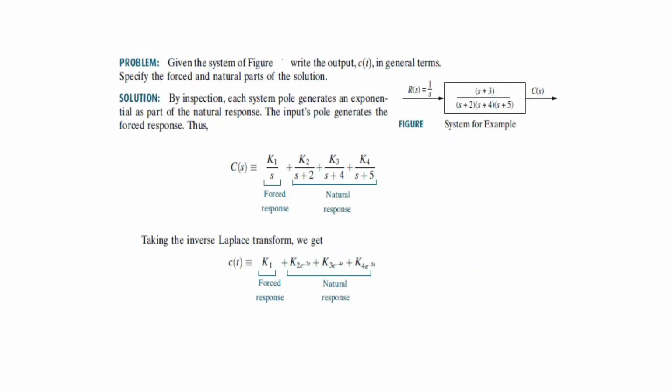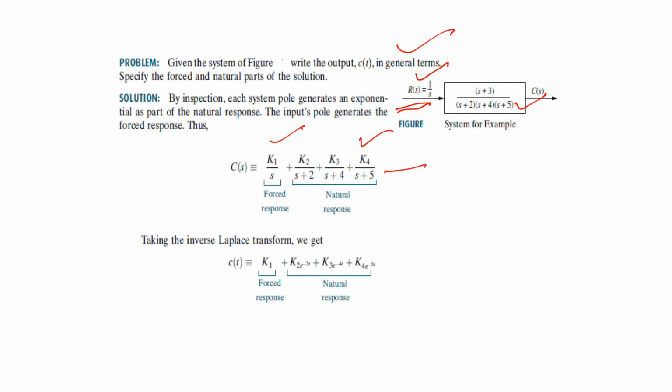Now we will discuss this example. Here we have to evaluate the response using the poles. By inspection we see that the input pole gives the forced response in the output, and the poles of the system generate the natural response. So we will write the equation in this way: k1 by s plus k2 divided by s plus 2 plus k3 divided by s plus 4 plus k4 divided by s plus 5.